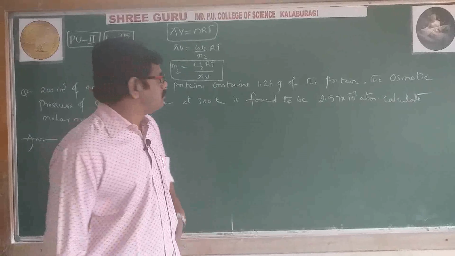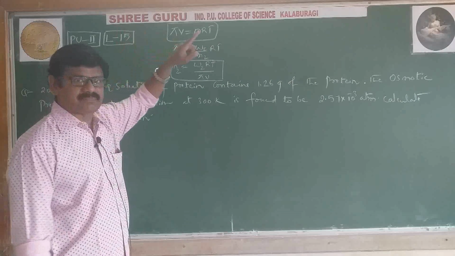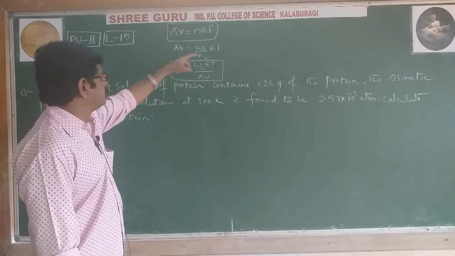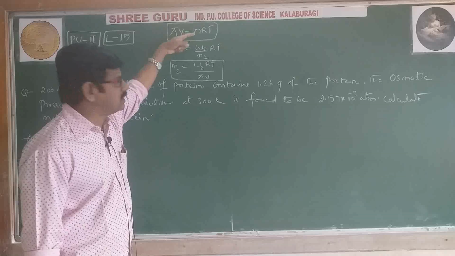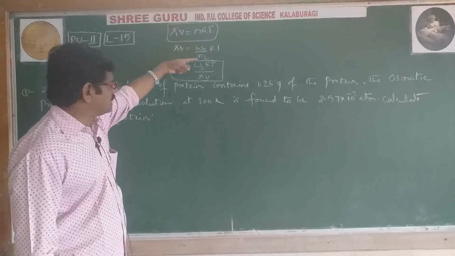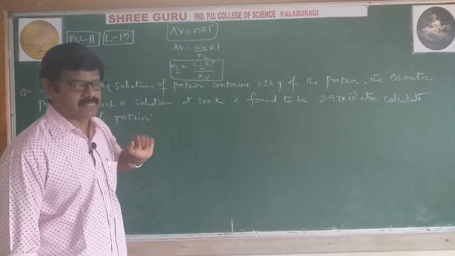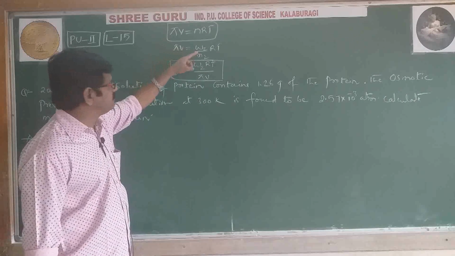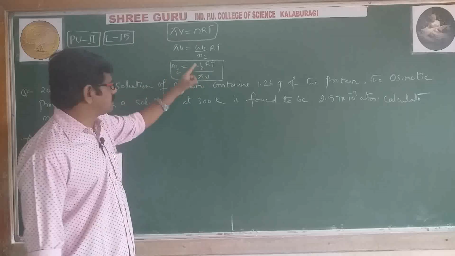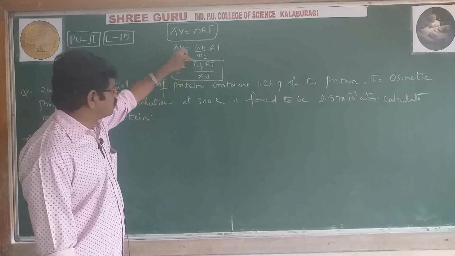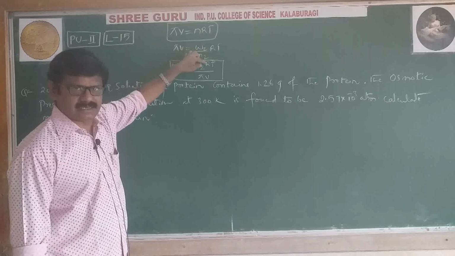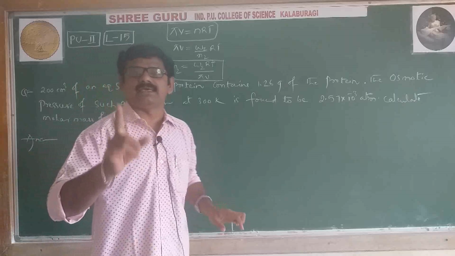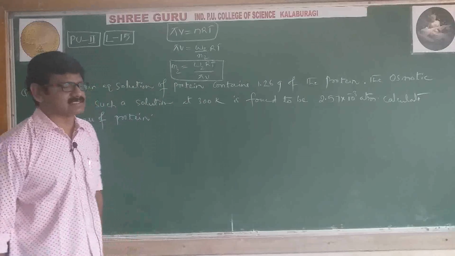just by replacing pressure P with the pi symbol, that's it. Pi V equals nRT, and n is nothing but the number of moles of solute, mass by molar mass of solute, into RT. I want M2, the molar mass of solute, so I interchange: pi V goes to the other side, therefore M2 equals W2 RT by pi V. W2 is the mass of solute, R the gas constant, T the absolute temperature, pi the osmotic pressure, and volume V in liters.